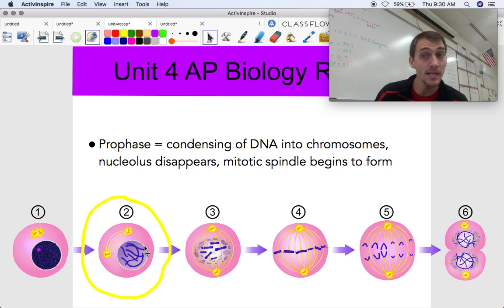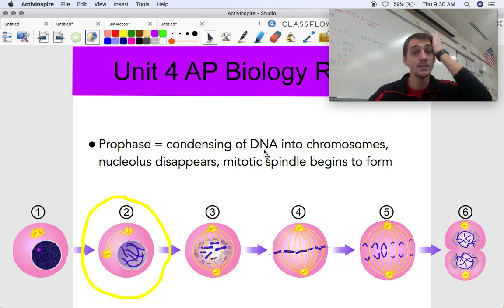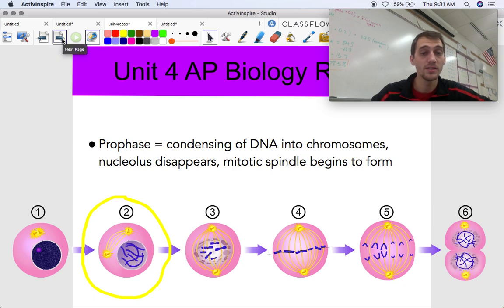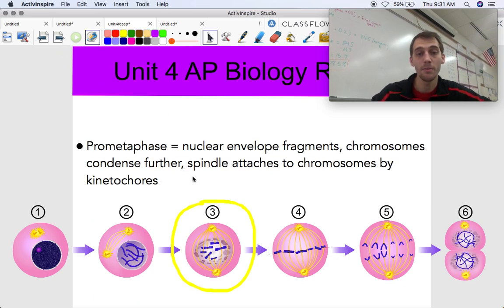All right, it's been copied, right? That happened during S phase. Now it has to be condensed. So during prophase, DNA condenses into chromosomes, and chromosomes are condensed DNA. The nucleolus disappears, and the mitotic spindle begins to form. This yellow thing over here, with the centrioles, the aster, and the microtubules forming the mitotic spindle, is going to start forming in prophase, which is followed by prometaphase.